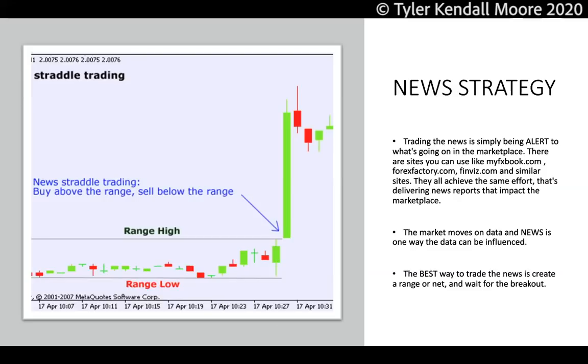The market moves on data, and news is one way the data can be influenced. One of the best ways to trade the news is to create a range or a net and wait for the breakout, see where it's going and move with it. Now you can create numerous strategies around this, but the whole premise of news trading is that it will break out. It is extremely volatile, it's risky, and you should have proper risk management.